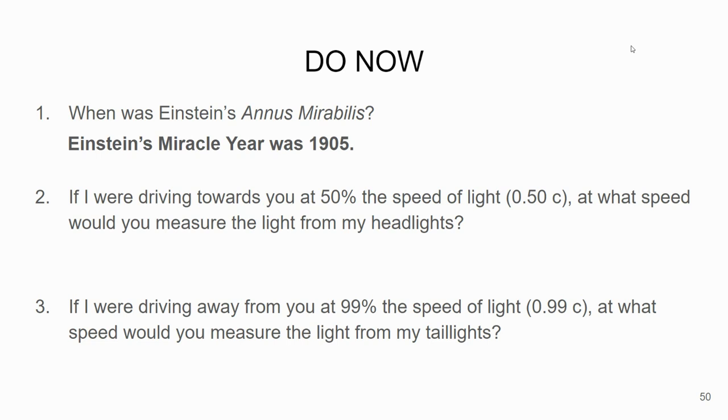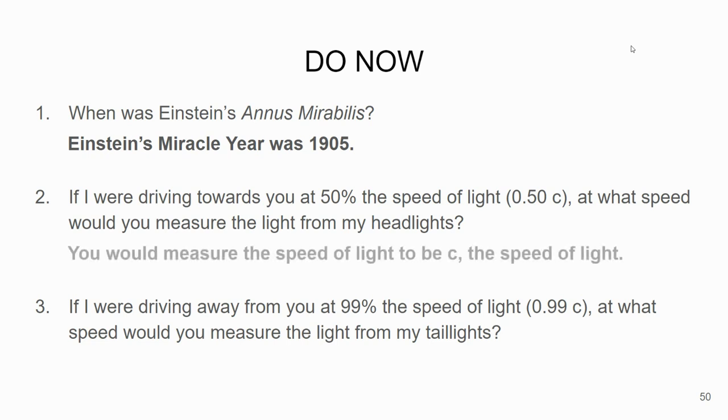So, question 2. If I were driving towards you at 50% the speed of light, so 0.50 c, at what speed would you measure the light from my headlights? You would measure it to be exactly 100% c, the speed of light, because of the second postulate.